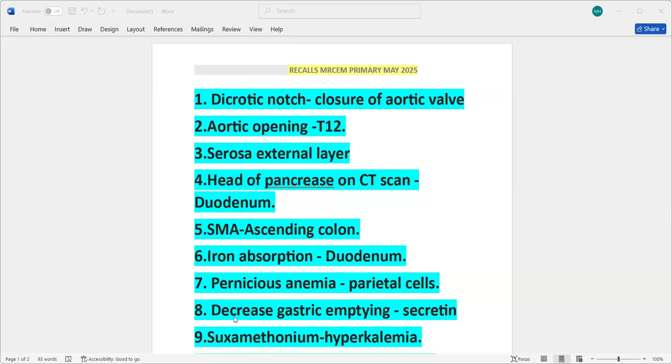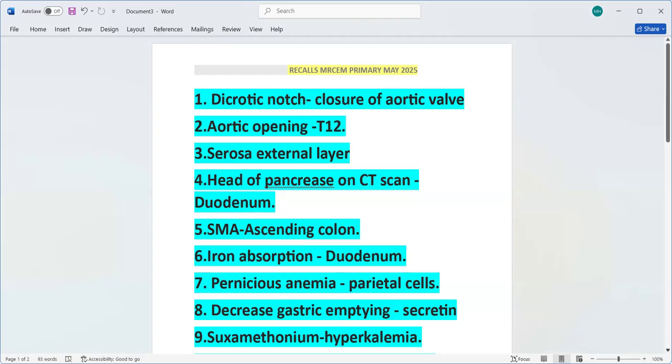So deficiency of intrinsic factor leads to pernicious anemia. MCQ number 8 is decreased gastric emptying. There were 2 or 3 MCQs on this. There were different hormones mentioned in the options, and secretin is the correct answer regarding decreased gastric emptying. Secretin, decreased gastric emptying. Okay, and MCQ number 9, which you can see is succinylcholine.